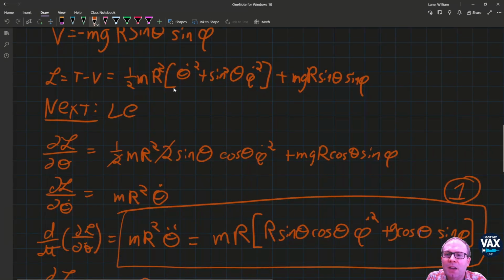So now we can put together our Lagrangian. We take T minus V. We're going to have our kinetic energy here minus our negative potential energy. It gives me a plus sign over here. And so that's it. That's the Lagrangian for this problem.